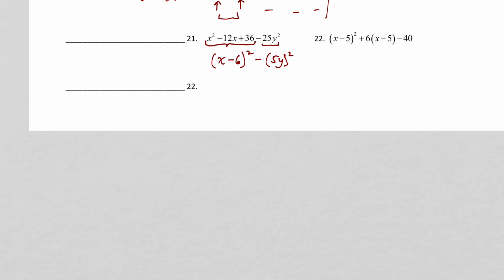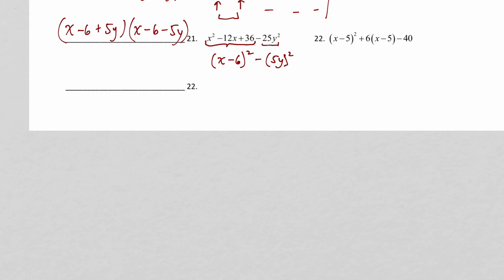And with the difference of two squares, you always end up with conjugate pairs. It's always the first item, x minus 6, plus the second item, times the first item, x minus 6, minus the second item.